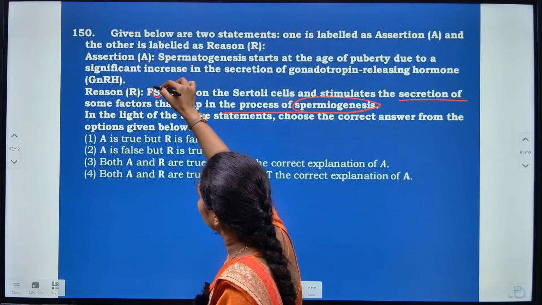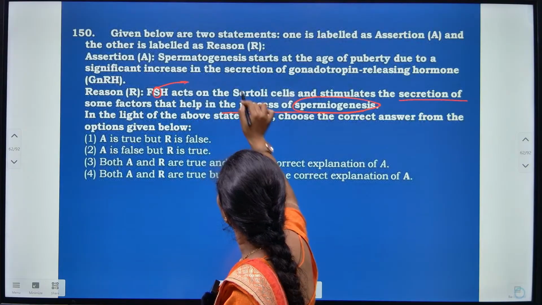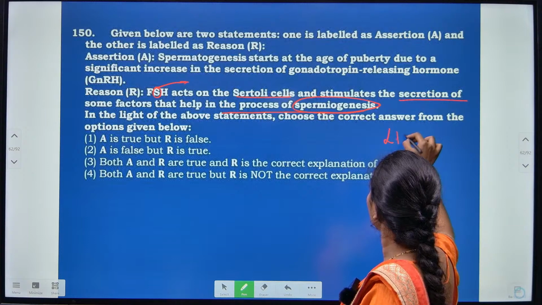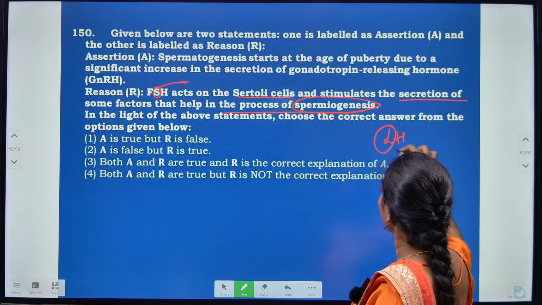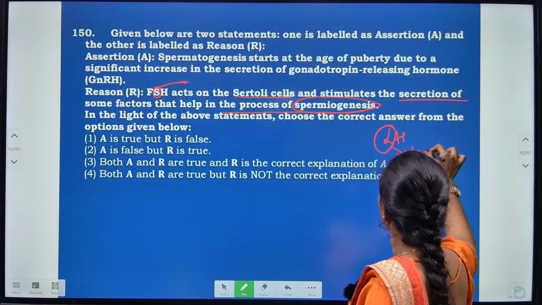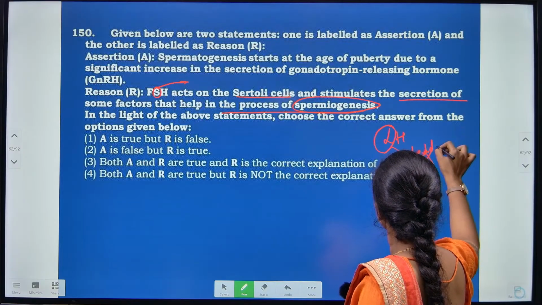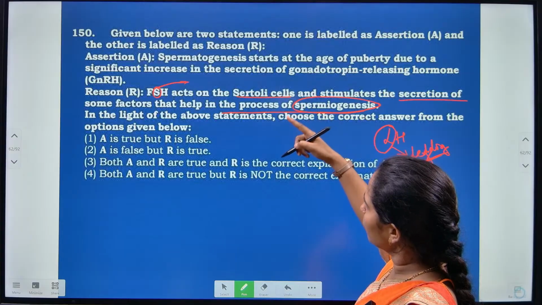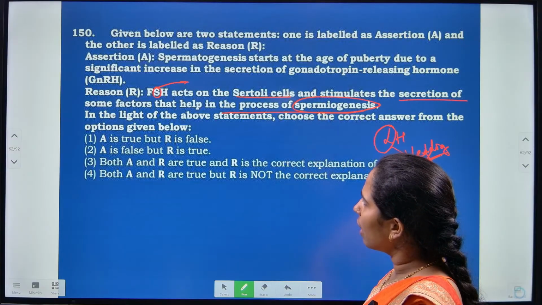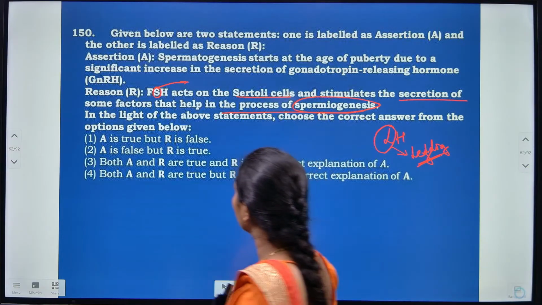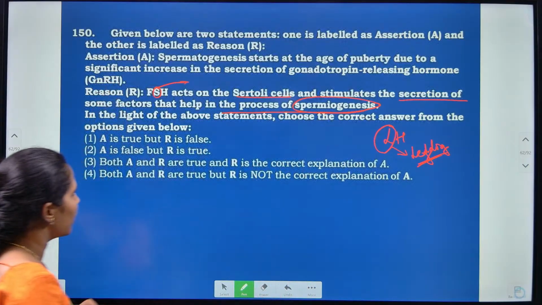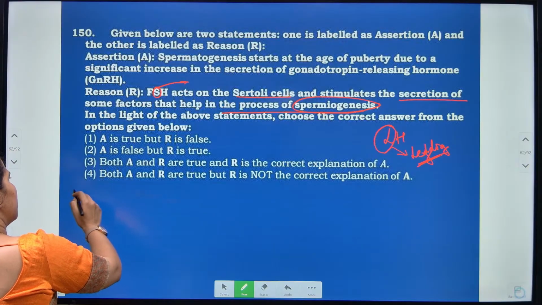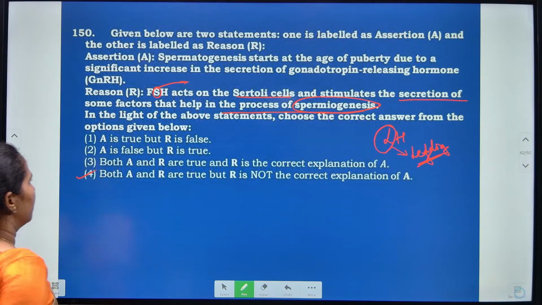The S in FSH tells you it always acts on the Sertoli cell, and the L in LH tells you it always acts on the Leydig cell for the secretion of the hormone here. So according to this, both A and R are true, but R is not the correct explanation of A.